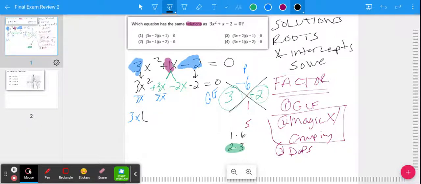So 3x squared divided by 3x, your 3's cancel out. X squared divided by x is x. And then 3x divided by itself, 3x, just gives us 1.